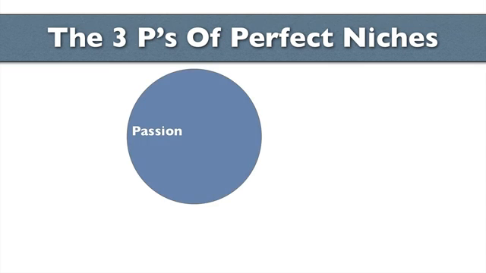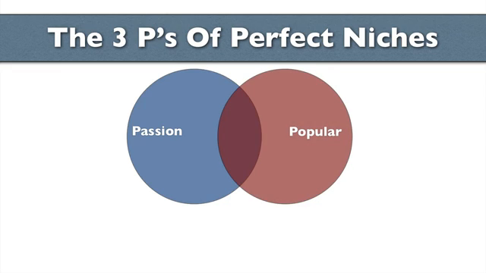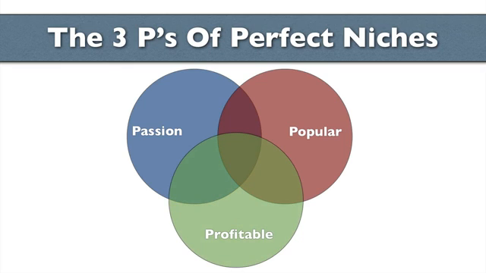So number 1, you want to be passionate about it. The first circle is passion, as we spoke about. The second circle is popular. What I'm saying there is that a lot of people are coming online and searching for information with regards to that particular topic. And number 3, the third P is you want it to be profitable. Passion, popular, and profitable. Those are the 3 Ps of a perfect niche. Now, what happens if you don't have all of them?